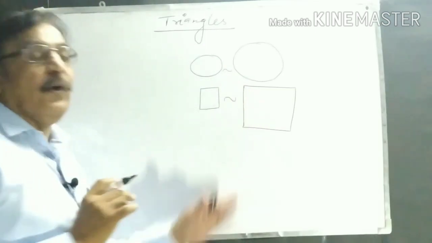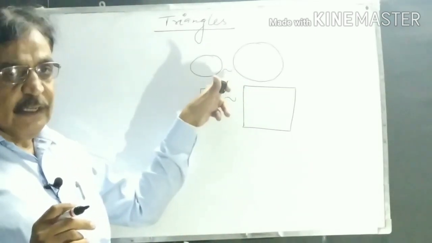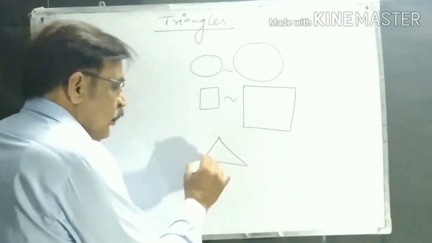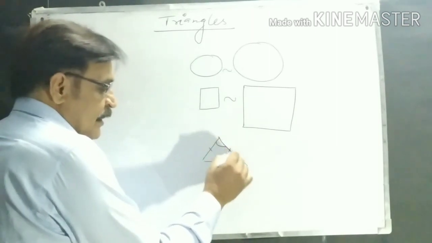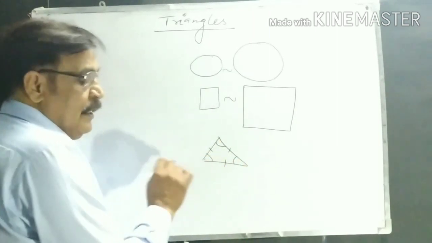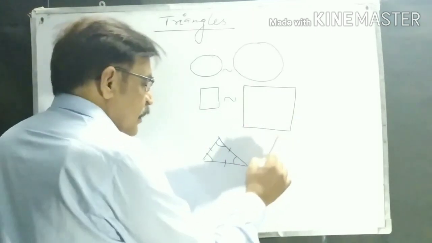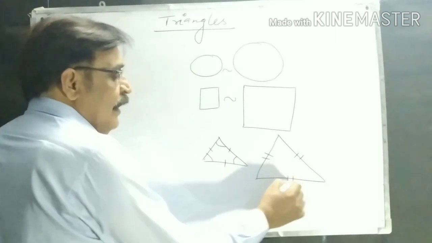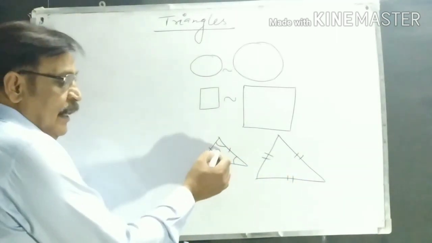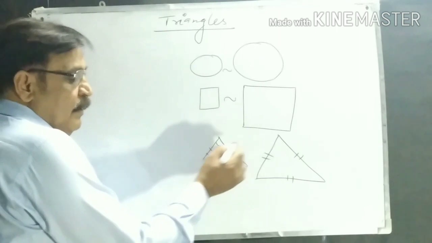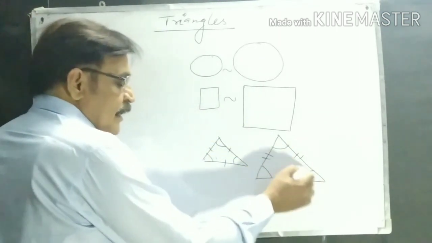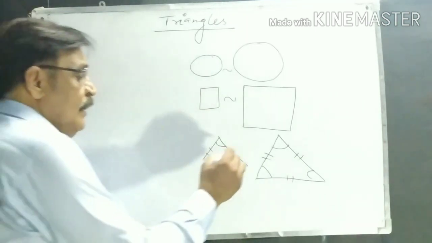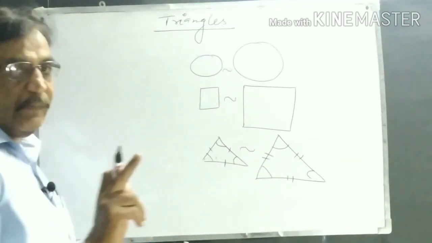This is the notation for similarity. Now take an equilateral triangle. You know, in an equilateral triangle, all the sides are equal and each angle measures 60 degrees. See, this is an equilateral triangle. This one is also an equilateral triangle. This triangle has each angle of 60 degrees. Same is the case with this triangle. Each angle is 60 degrees. So both triangles are said to be similar, not congruent.